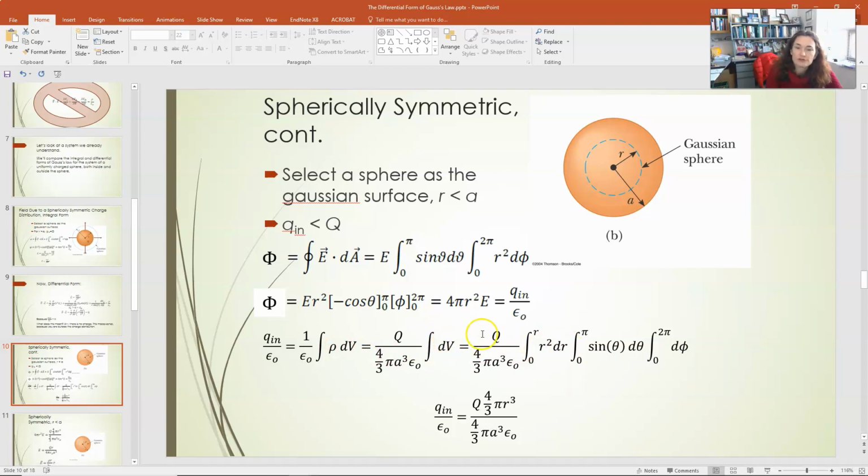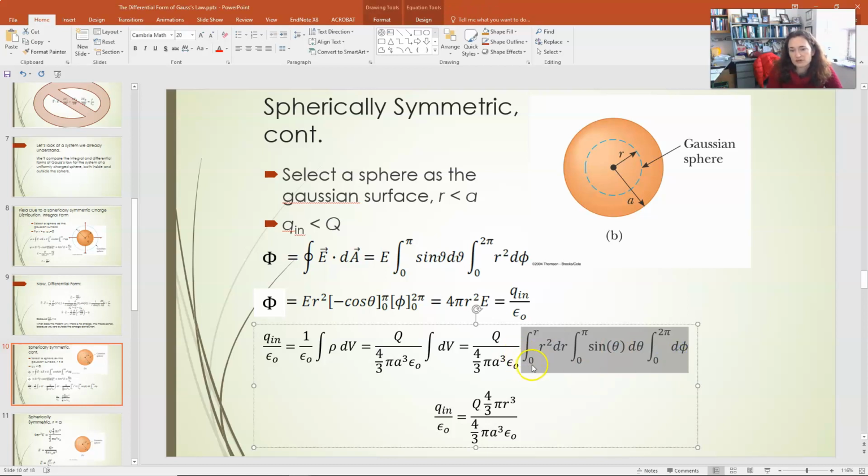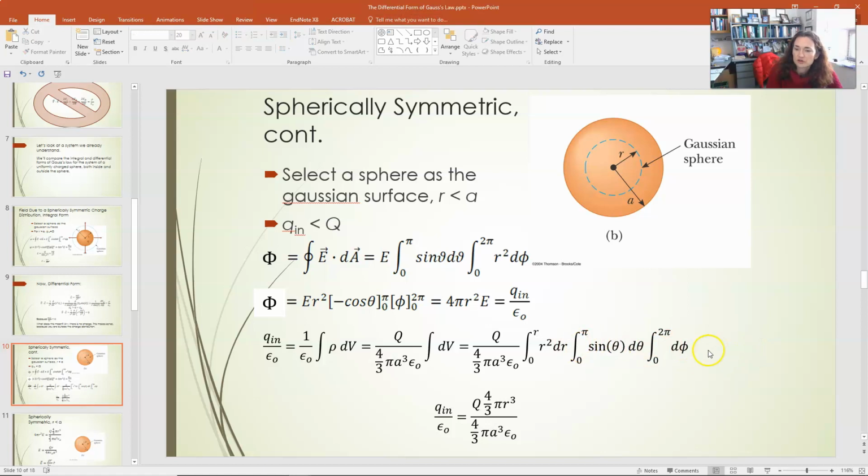The integral over dV would be a triple integral for a spherical distribution, in spherical coordinates, which is r squared sine theta dr d theta d phi. So I've broken that out here into each one of the parts: the integral from 0 to r of r squared dr, the integral from 0 to pi of sine theta d theta, and the integral from 0 to 2 pi of d phi. Now, there's no angular dependence here, right? So it's going to give us the same thing as last time, which is 4 pi. So the integrals over the angles give us 4 pi.